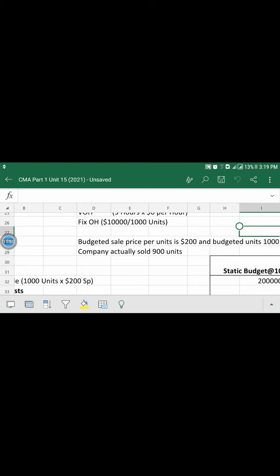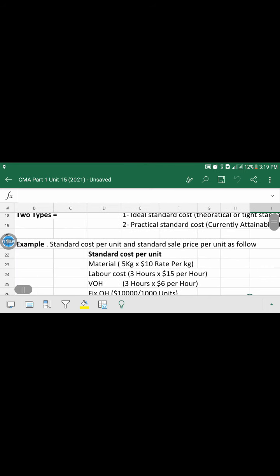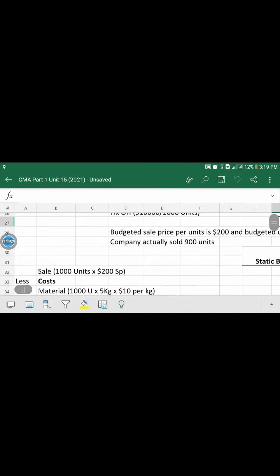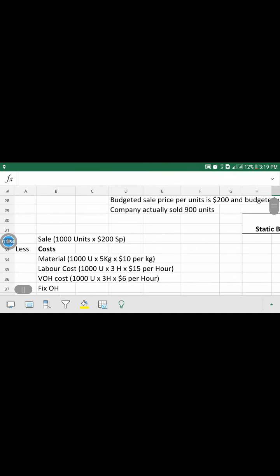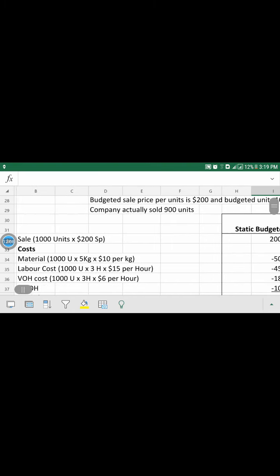To get the actual result, first of all we have to compare with the flexible budget. Because if you are considering the variance, here it is asking about the company actually sold this many units. So in the example we have here, to compare, to understand about the flexible budget, what is it? First of all we go for the sales. Sales means 1,000 units at 200, so total sales will be your expected value, 200,000, in the static budget. Okay, in the static budget 1,000 units.